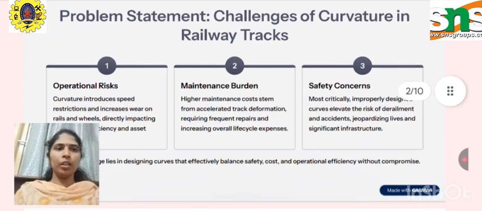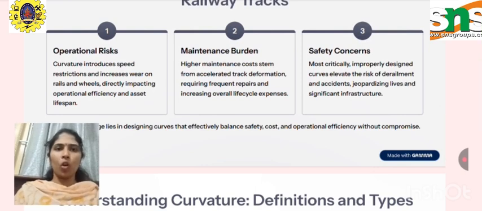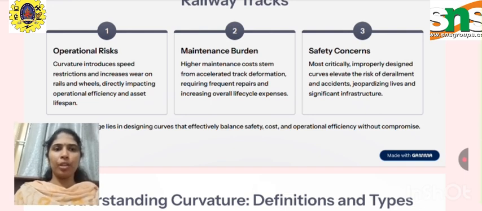So here the problem statement is challenges of curvature in railway tracks. The first one is operational risk. Curvature introduces speed restrictions and increases wear on rails and wheels, directly impacting operational efficiency and asset lifespan. Second one is maintenance burden. Higher maintenance costs stem from accelerated track deformation requiring frequent repairs and increasing overall life cycle expenses.